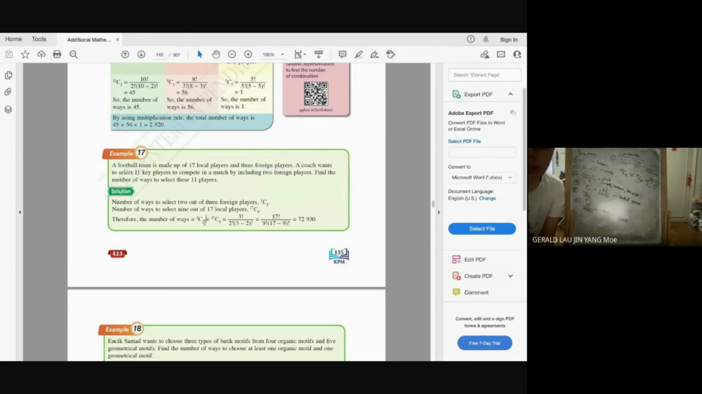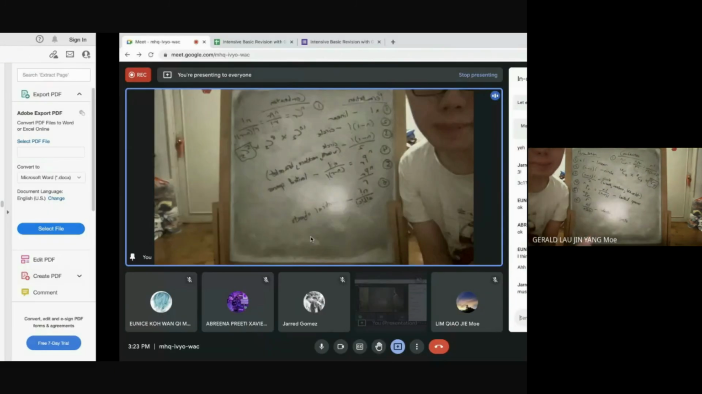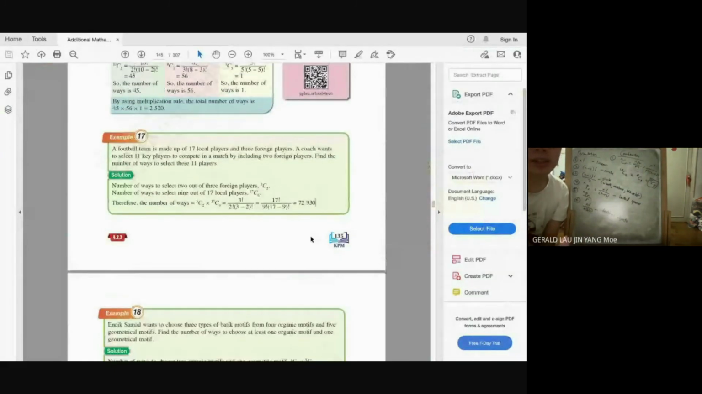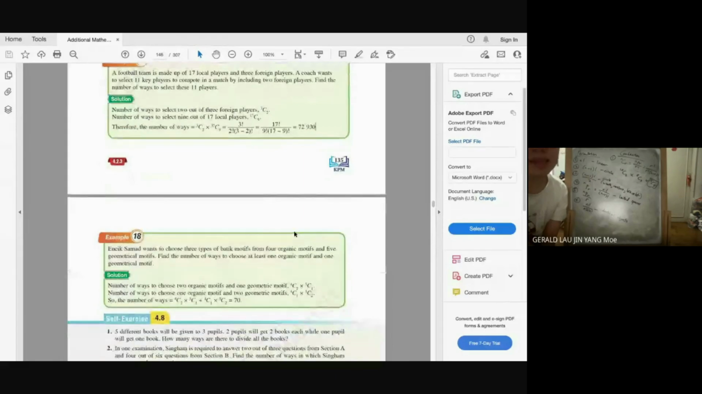So 3C2. Once you take out these 2, you only have 9 spaces left, because of your 11 players, 2 are already confirmed foreign. So only 9 left for local players. 9 spaces left for local players, out of 17 players. So 17C9. Then you get your answer, 72930. Can you understand this example? This example is also not yet the SPM way. The SPM way is example 18.